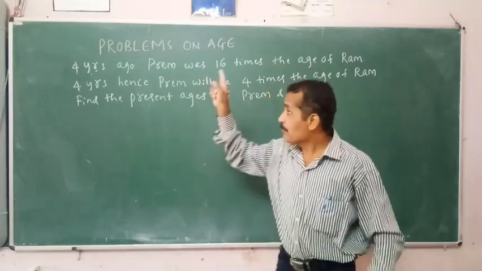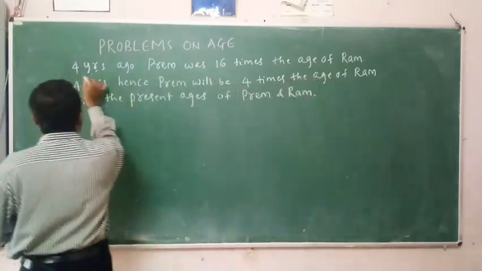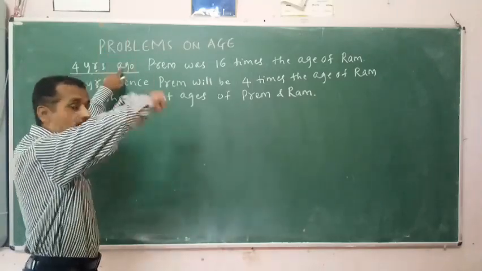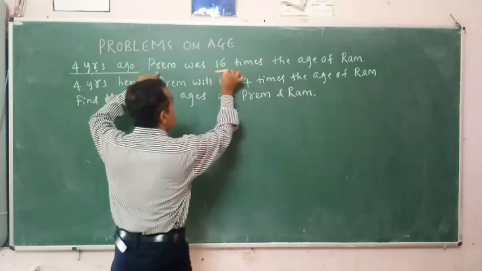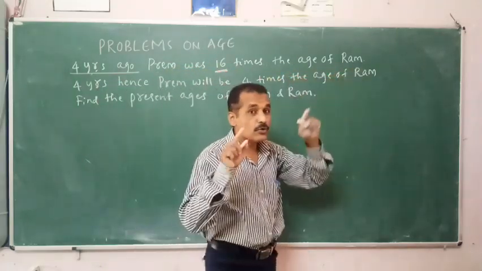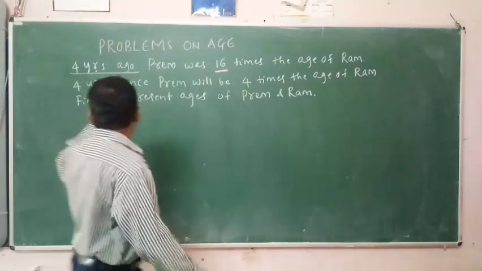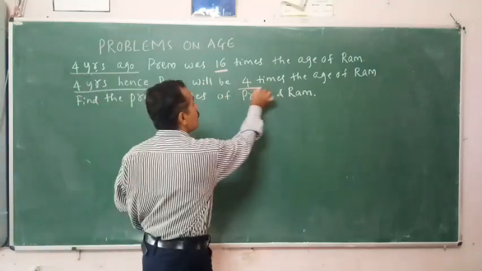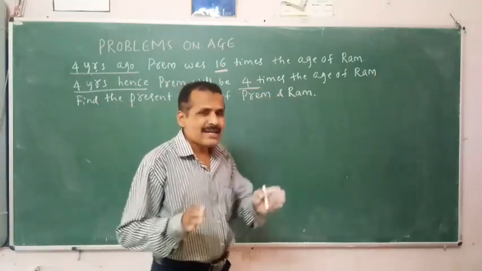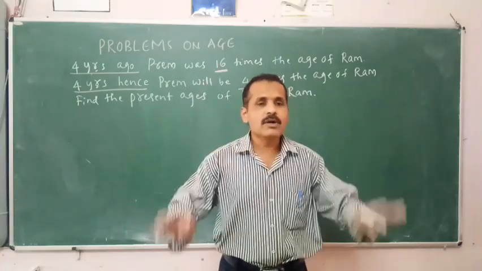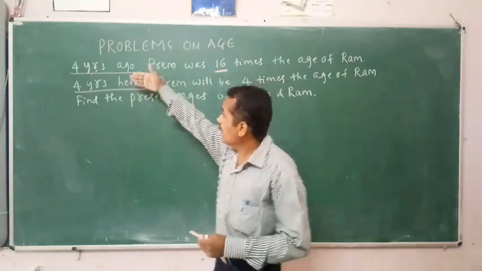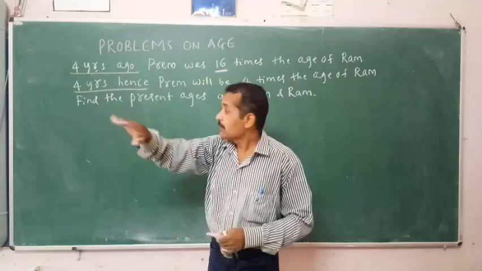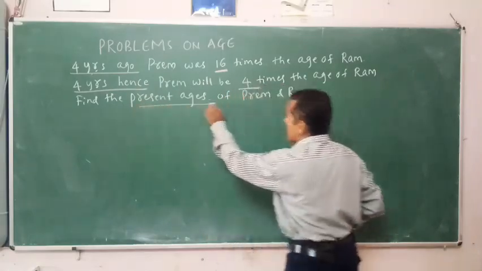It's a present age. But now look at this problem. They have given 4 years ago. Prem was 16 times the age of Ram. It is the story of 4 years ago. 4 years hence, after 4 years, he will be 4 times the age of his son. That means the relation of the present age is not given. This is the point to be noted. 4 years ago, a past story is given. One future story is given. And finally they ask, find their present ages.